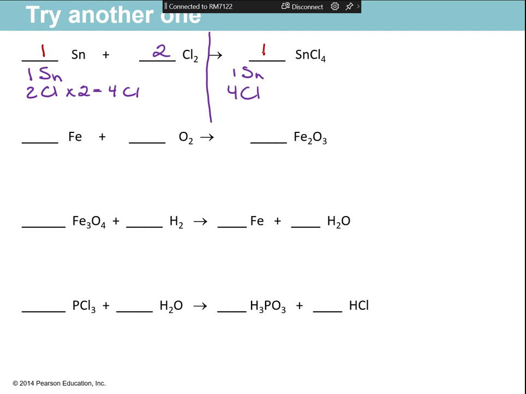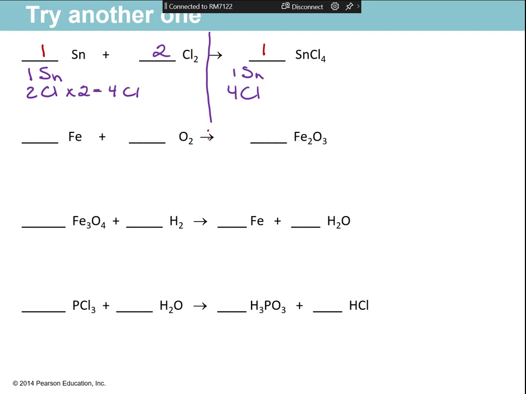So remember, if you don't put anything, it's just a one. So you don't have to put something on the line. But if you end up being done and it's balanced and it's blank, just remember that means that would be a one. Because for some reason I've had some students think that meant it was a zero. But that actually meant all I needed is one tin plus two chlorines would make one tin chloride.